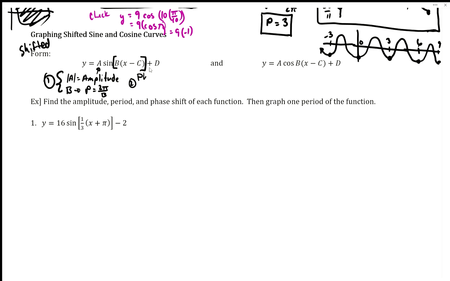So they call the horizontal shift a phase shift. Okay, so that's a horizontal shift, and that is whatever the C value is.